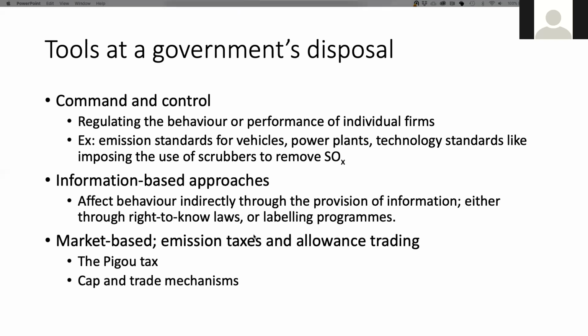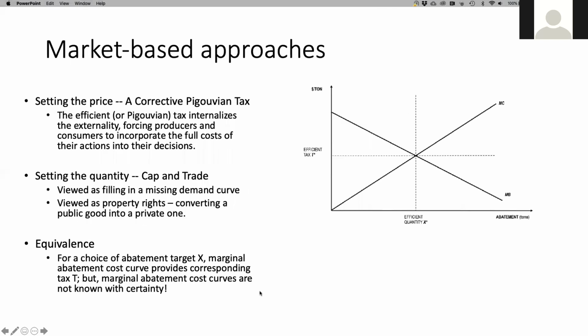Other ways to resolve externalities are market-based ways. So this is where you impose a monetary value somehow through taxes or trading. And we'll discuss taxes and trade in a little more detail. What is a tax? The idea of a tax is that you internalize the externality through a value, through a cost, right? So you force producers and consumers to incorporate the full cost of their actions into their decisions.